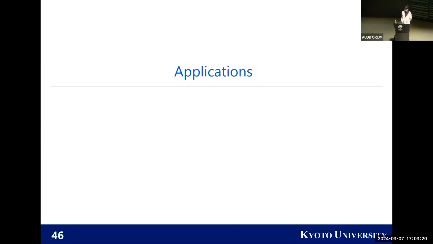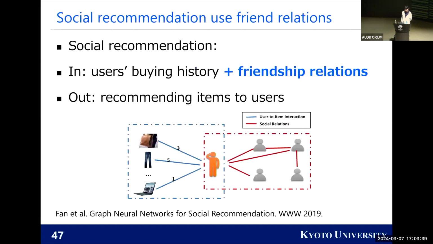Okay, so far we saw how we use graph neural networks, and after this section, we will see real-world problems and applications, what kind of problems GNNs can handle or solve. And the first example is social recommendation.